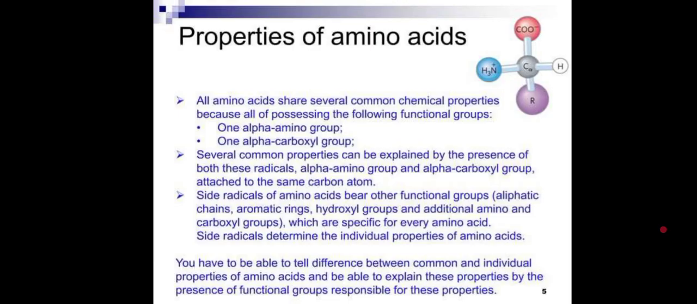I'll be taking the general properties of amino acids, and we all know that amino acids are the building blocks of protein. All amino acids are very essential or important for protein formation. So your bigger proteins such as insulin are combinations of several amino acids in order to form them.